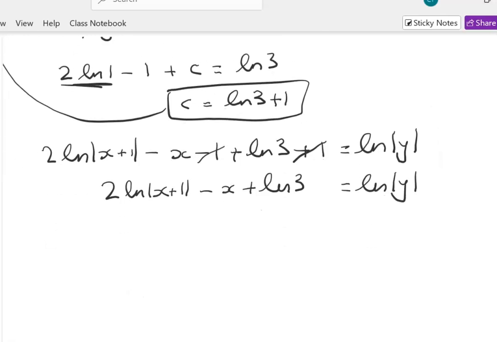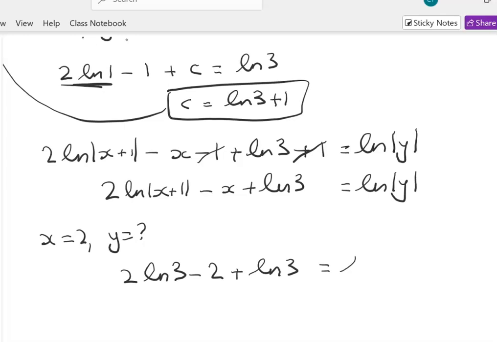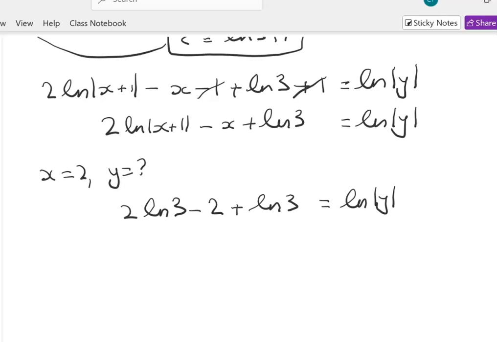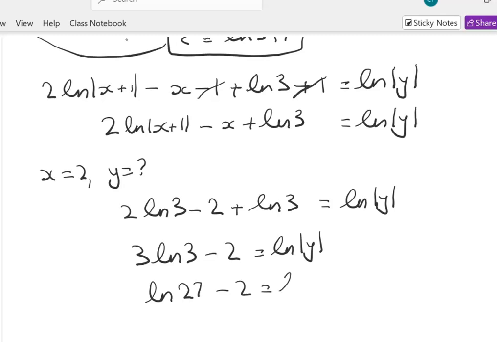And our job now is to substitute in when x equals 2, what's y? So we don't have to get an expression for y, we don't have to e both sides or anything like that. We can just go 2 times the natural log of 3 minus 2 plus the natural log of 3 is equal to the natural log of y. And that gives me 3 ln 3 minus 2 is equal to the natural log of y. Doing a bit of rearranging on the 3 ln 3 gives me this.